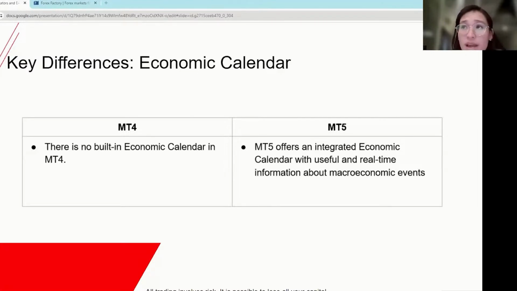So yeah, MT4 not having a built-in economic calendar isn't that big of an issue since there are a lot of economic calendars out there that are free to use. So the one that I went through earlier is forexfactory.com, but there's also investing.com or Babypips also has a bunch.